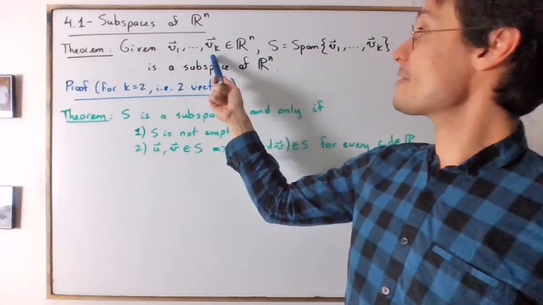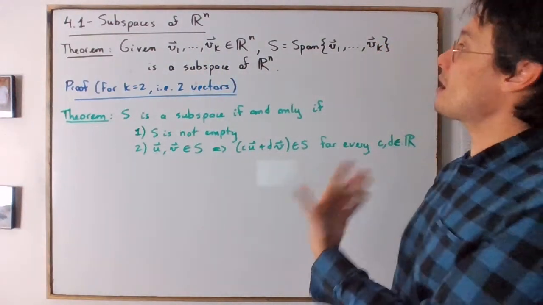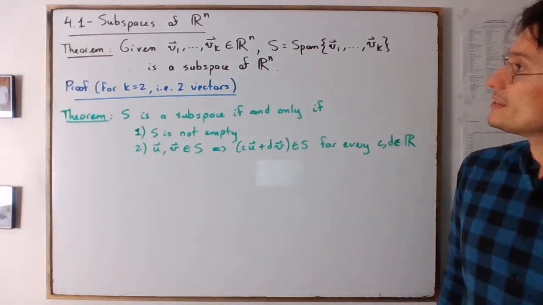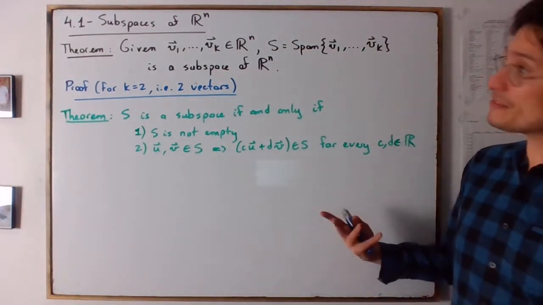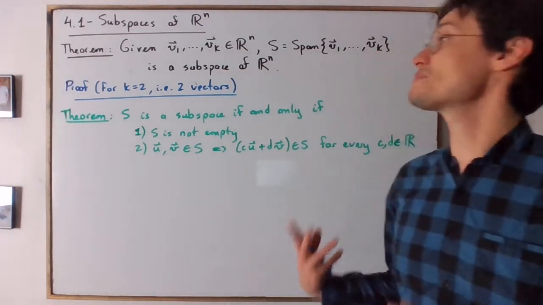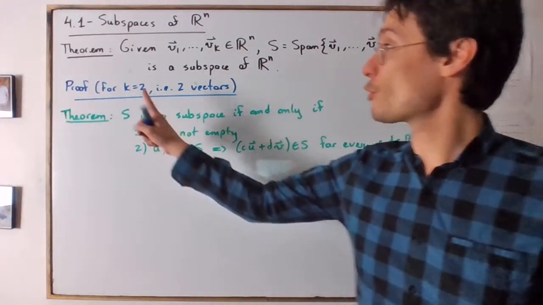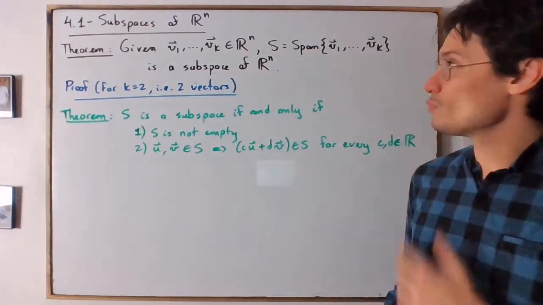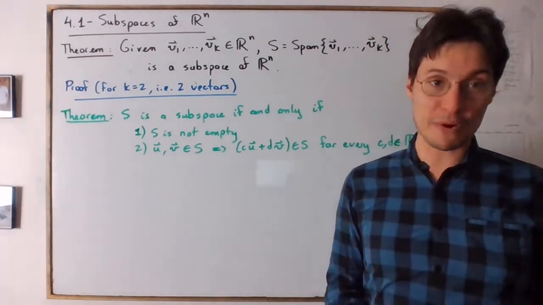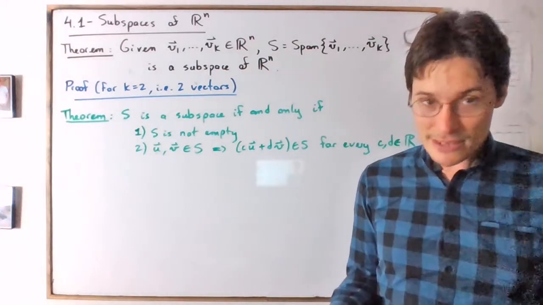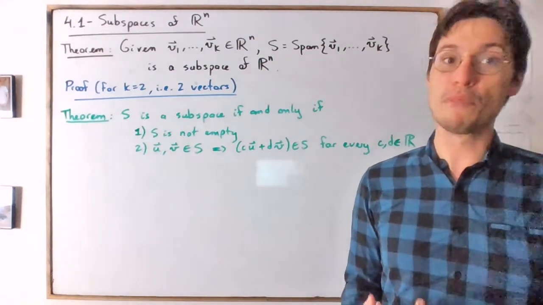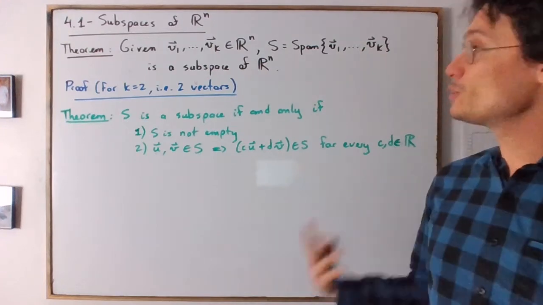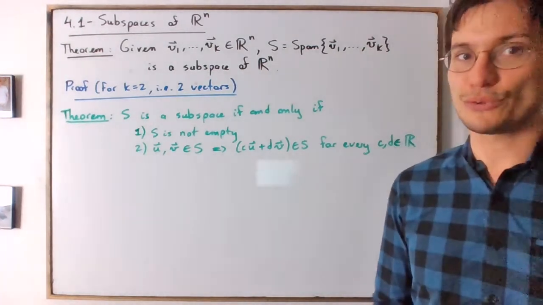First, given a set of vectors V1 to Vk in Rn, and S to be the span of these vectors, then the span of these vectors is automatically a subspace of Rn. We will do the proof for two vectors, simply because doing it for a general number of vectors is notationally tedious and not more insightful than just doing the proof for two vectors. And if you can do it for two vectors, you can easily generalize it to the number of vectors you wish.